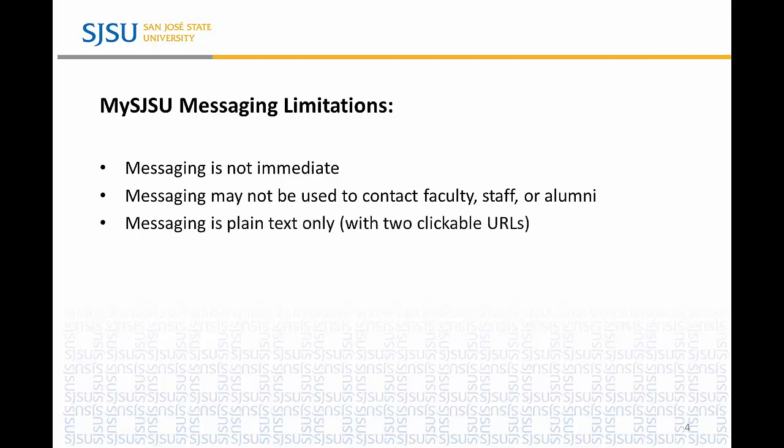Messaging is plain text only. This means that special characters, such as those used by many word processors, such as Microsoft Office, will not render properly in the message. It also means that you cannot bold, italicize, or underline parts of the message. In addition, you cannot include attachments or have clickable links inside that message.